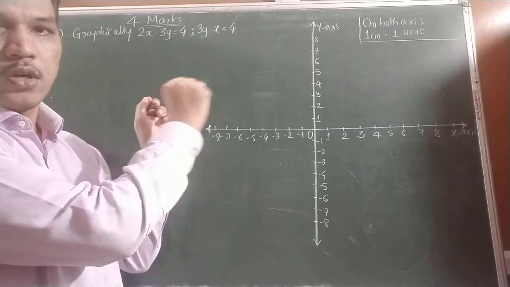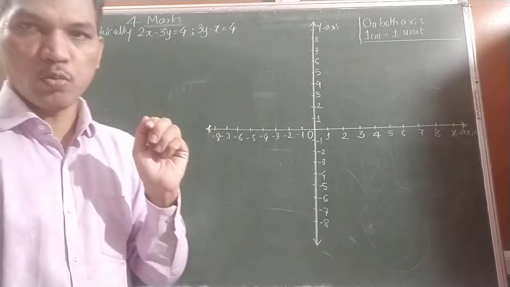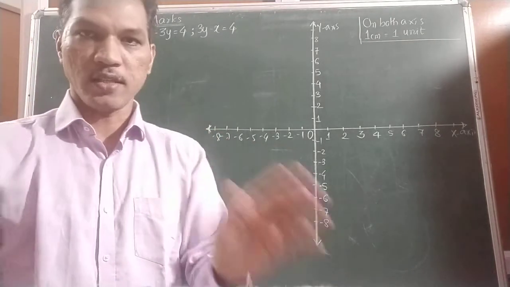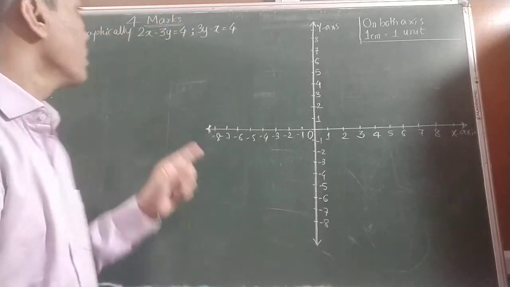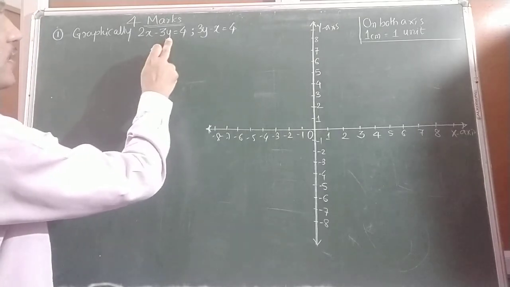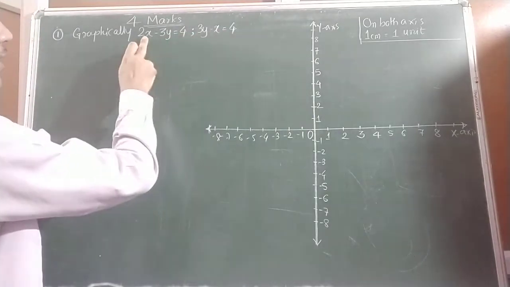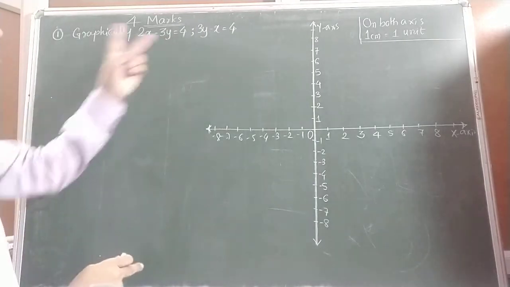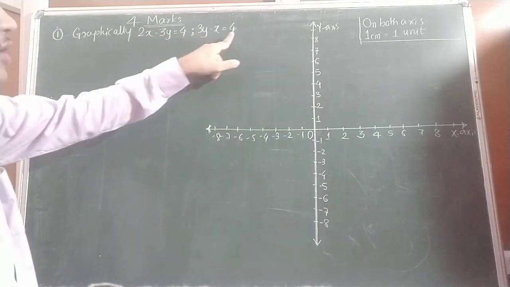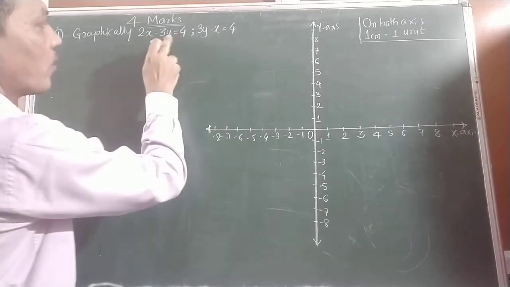You have to look at this video carefully and solve in your notebook. If you have any doubt, you can ask me. Okay. So first sum, solve by graphical method: 2x minus 3y = 4, 3y minus x = 4. So x and y are known as variables and 4 is known as what? Constant number. So I have to make a chart for this equation.